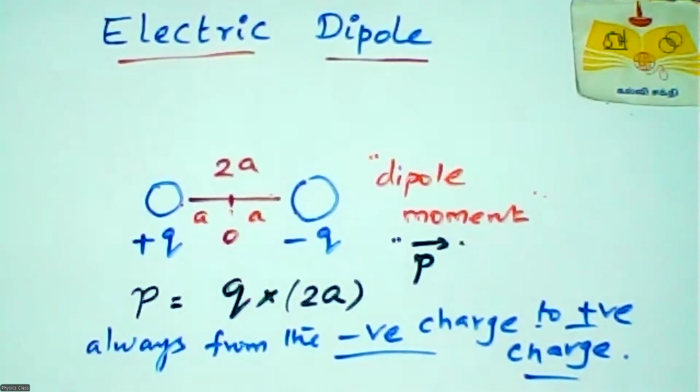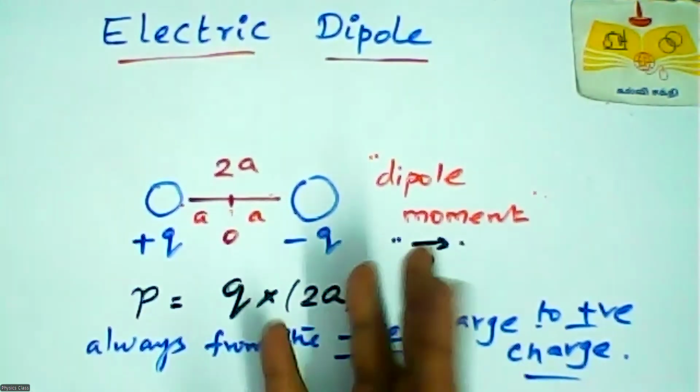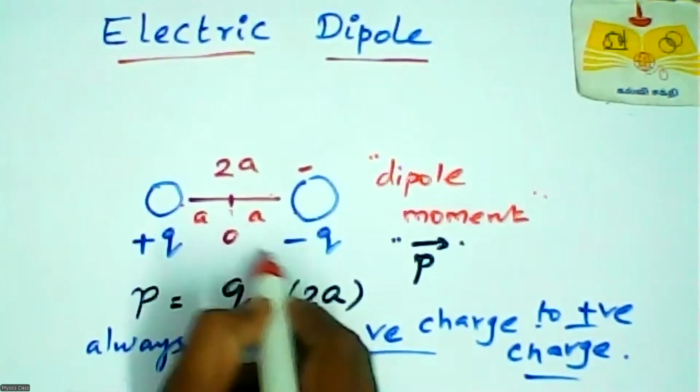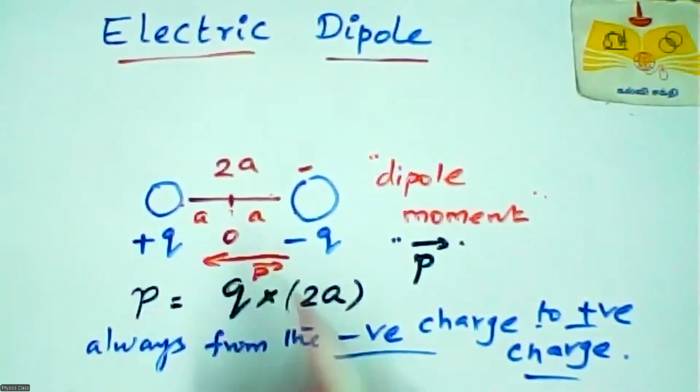Dipole moment direction is always from the negative charge to positive charge. So from negative to positive charge. This is the dipole moment direction. Is it clear? Okay. Now let's visualize this axial line.